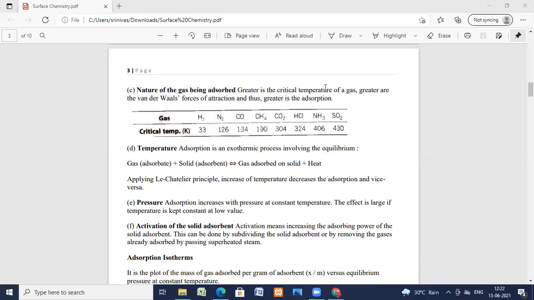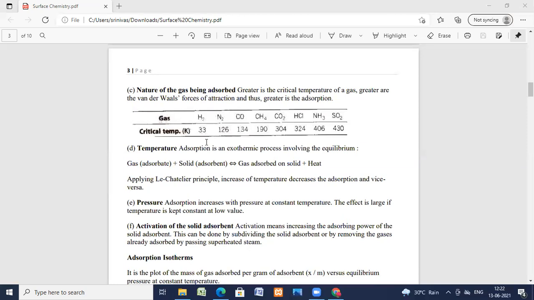See, the greater the critical temperature of the gas, the greater will be the van der Waals forces of attraction, and more is the adsorption. Here you can observe that for sulfur dioxide, adsorption is more, even for ammonia, and then for HCl, because the critical temperature is more.